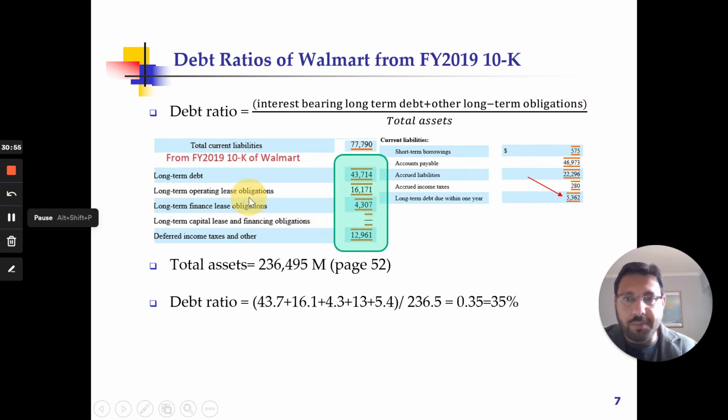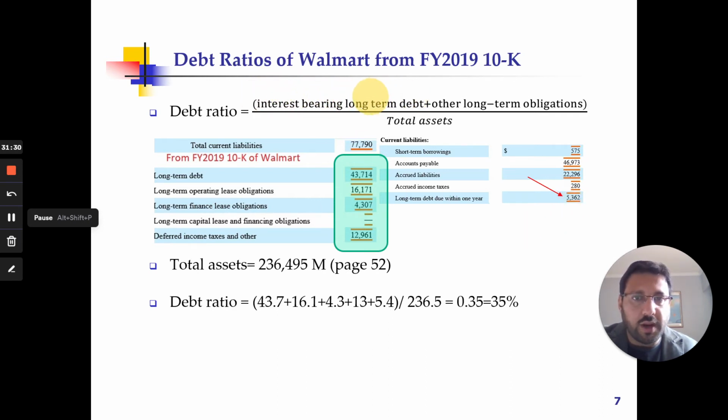So this is the interest bearing long-term debt plus other long-term obligations: operating lease obligation, finance lease obligation, capital lease and financing obligation, deferred income taxes, and others. All these are under the long-term liabilities, so I will include them over here. Plus, what I will do extra, which you cannot see in the numerator, I will also take from the current liabilities the long-term debt due within 1 year, which is 5.4 billion.